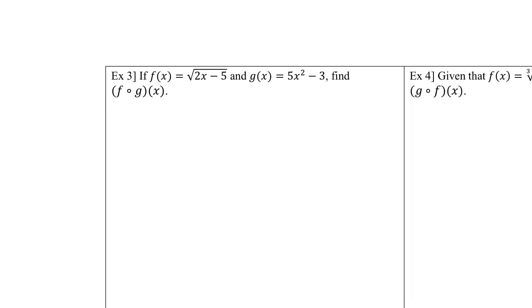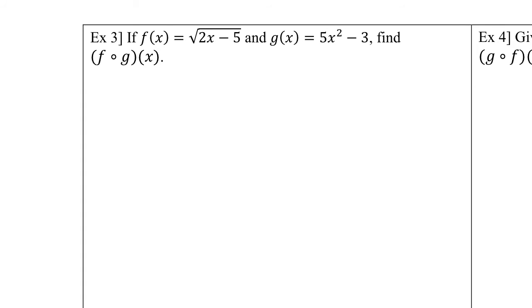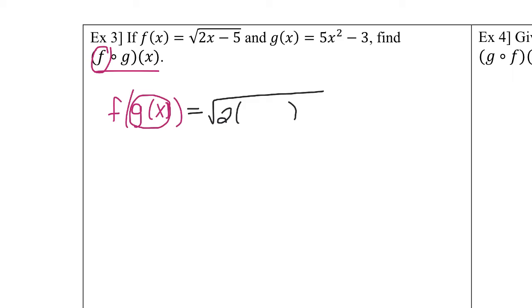Example 3. If f of x equals the square root of 2x minus 5 and g of x equals 5x squared minus 3, find f composed with g of x. So we're going to rewrite this into something that makes more sense. f is first, so it's going to be on the outside, of g on the inside of x. So again, g is the inside, so we're replacing all of the x's in f with g. So this is equal to the square root of 2, and then here's an x, minus 5. Since f is the outside function, it's the one that's being replaced with other things. Then g is the inside function. That's what x is being replaced with, 5x squared minus 3.